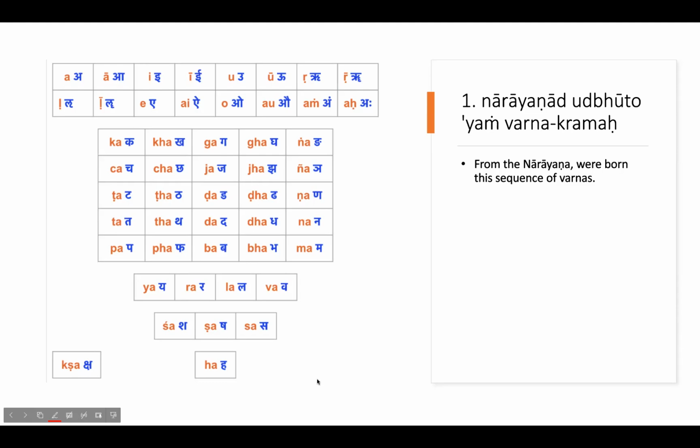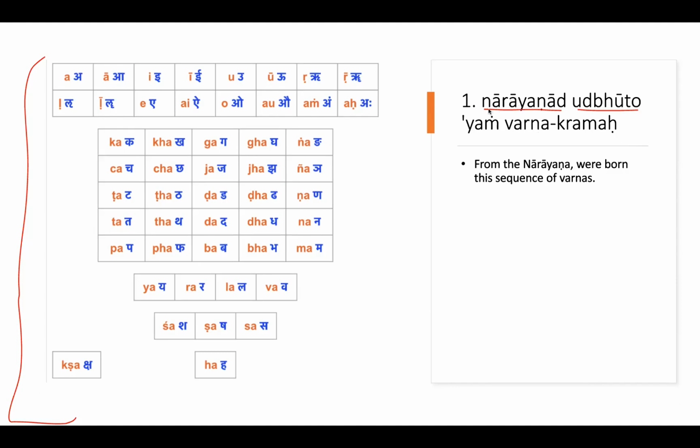But for the completion's sake of this first session of the course, I have also put the first sutra. The first sutra is basically telling you how these letters came. These are the letters of Sanskrit. So where did that come from? Narayanad udbhuto ayam varna kramaha. Narayanad udbhuto ayam varna kramaha.